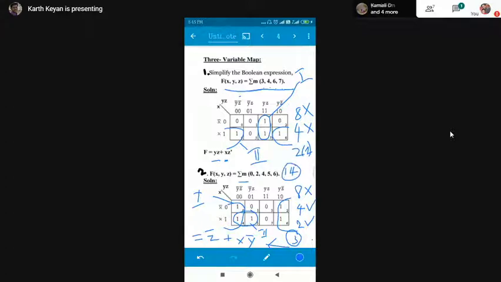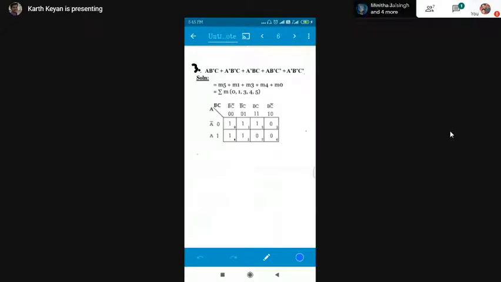We'll go for the simplified expression. You are going to use only 3 gates. Through this we can give the simplified one. Okay, so this is the role of the coordinate map. Similarly, we'll go for the next problem.